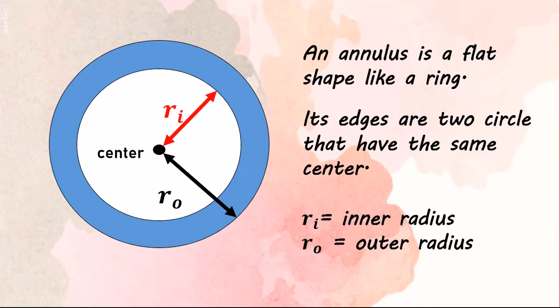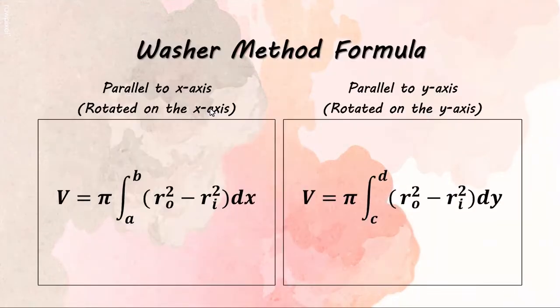So in this video, we're going to use R sub I as the inner radius and R sub O as the outer radius. There are two washer method formulas, parallel to the x-axis and parallel to the y-axis. For parallel to the x-axis, or rotated on the x-axis, the formula is volume equals pi times the integral of outer radius squared minus inner radius squared from a to b dx. And for parallel to the y-axis, or rotated on the y-axis, it is volume equals pi times the integral of outer radius squared minus inner radius squared from c to d dy.